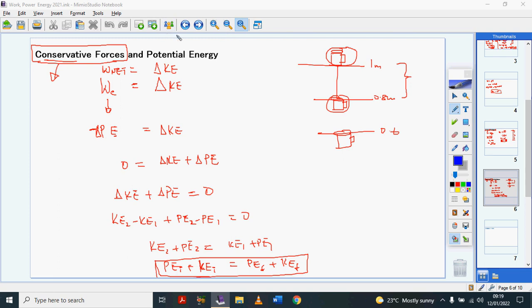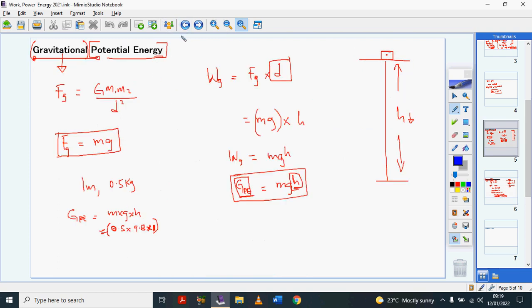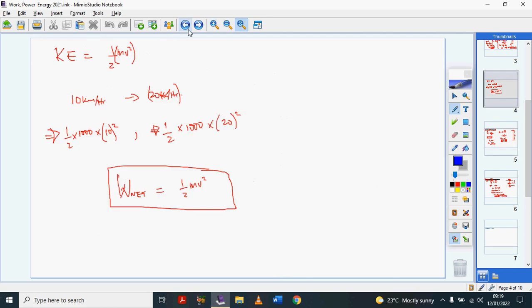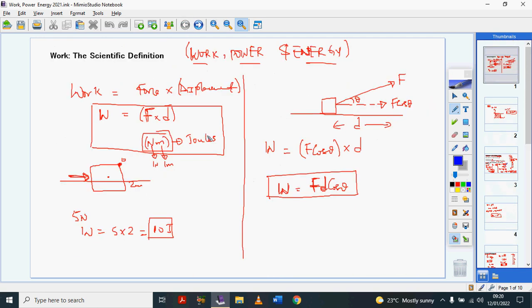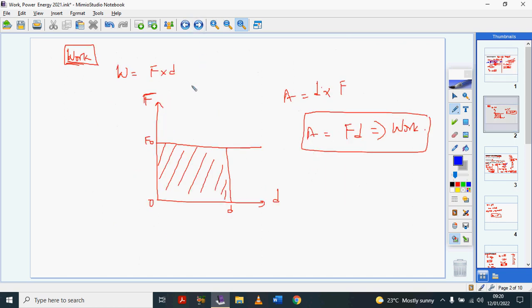So yesterday we talked about a lot of stuff. We talked about conservative forces. We talked about gravitational potential energy. I hope you guys don't forget these things. But the most important things to remember from yesterday's lesson, number one, are this idea here that work is force times displacement, right? This is a very key idea in physics. If the force is acting at an angle, then it's force times displacement times cosine theta. The area under the graph of force versus displacement is work done.